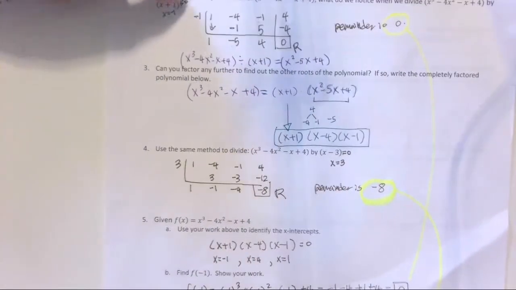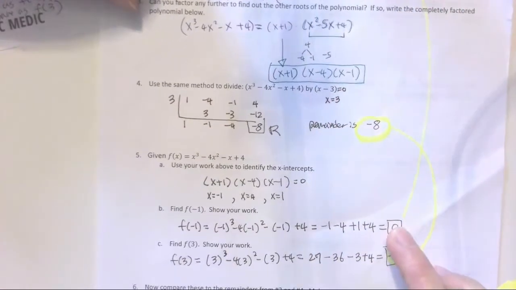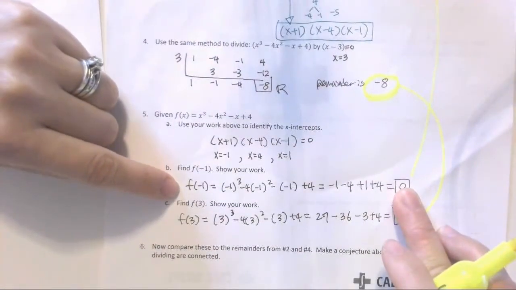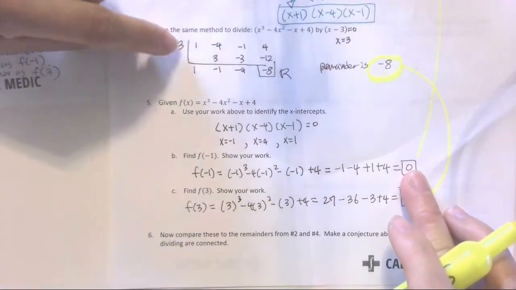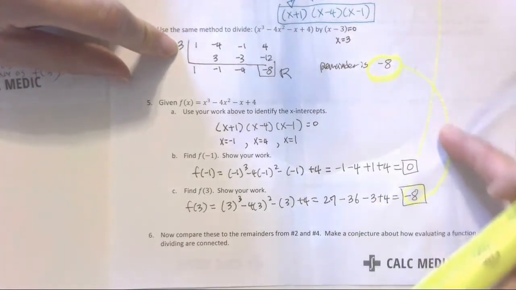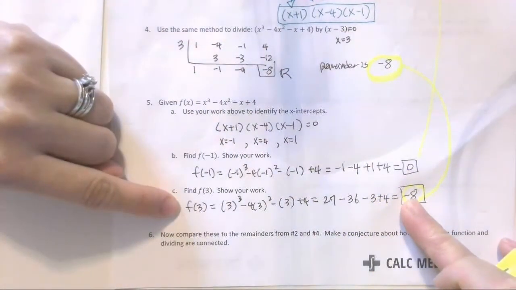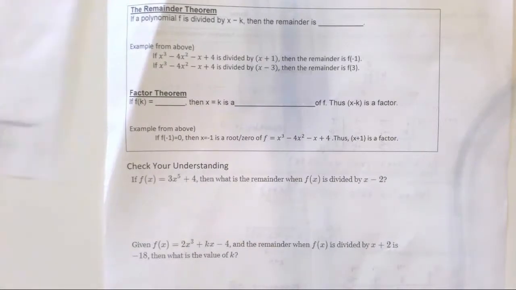So once again, when you divide it by x plus 1, which gives you negative 1 as a possible 0, you get the remainder of 0. Another way of finding that is to just evaluate f of negative 1. When you divide it by x minus 3, with the possible 0 of 3, my remainder is the same as just doing f of 3. So that's what we're going to write over top there. The remainder theorem and the factor theorem.